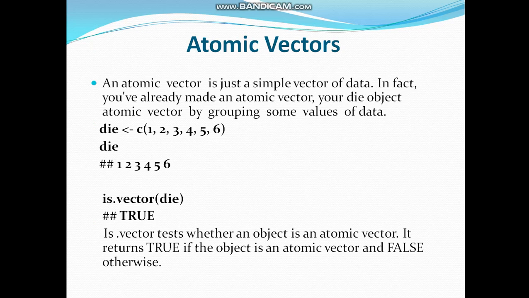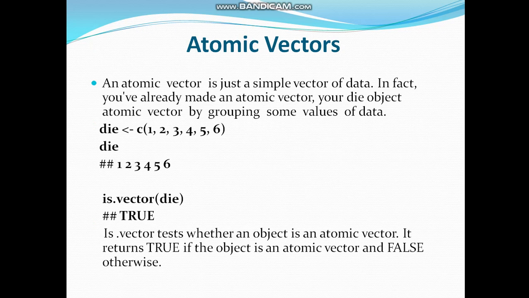What is an atomic vector? It is just a simple vector of data. You have already made an atomic vector, the die object. An atomic vector groups the same type of values; that is, die refers to the vector values of 1, 2, 3, 4, 5, 6. So we will print the die. We get the answer: double hashtag 1 2 3 4 5 6.